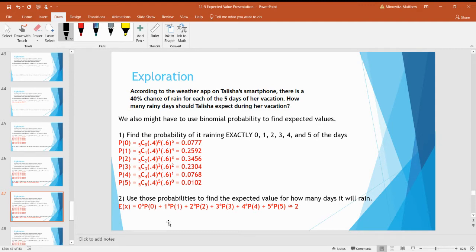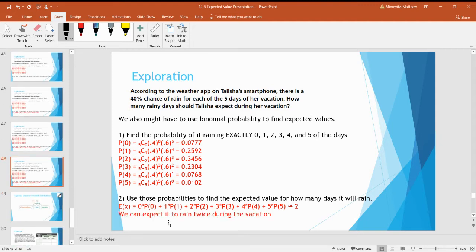Now, as you were doing this problem, you might have noticed, hey, there might be a shortcut here. Okay, is there an easy way to do it? Well, I know that 40% of 5 is 2. Okay, we can expect it to rain 2 times. And some of you may have said, well, can I just say, well, it's going to rain 40% of the 5 times? And actually, you can.